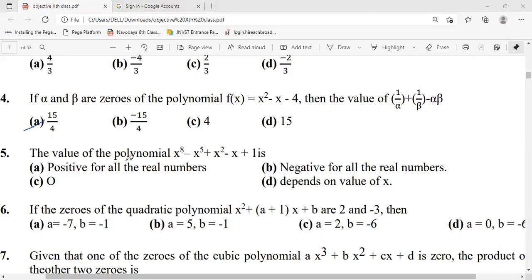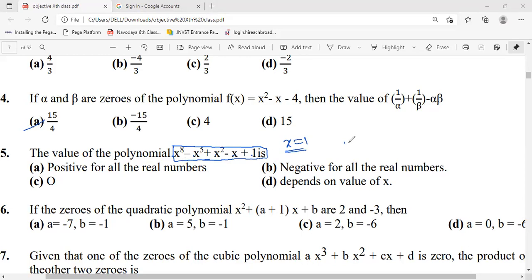Next, the value of the polynomial x power 8 minus x power 5 plus x square minus x plus 1 is, they are asking whether the total answer is positive or negative or zero. Just simple. Remember that here we don't have any coefficients. Whenever you don't have any coefficients before those x powers, just take x equal to 1. Whatever the answer comes for you, that is valid for every number x.